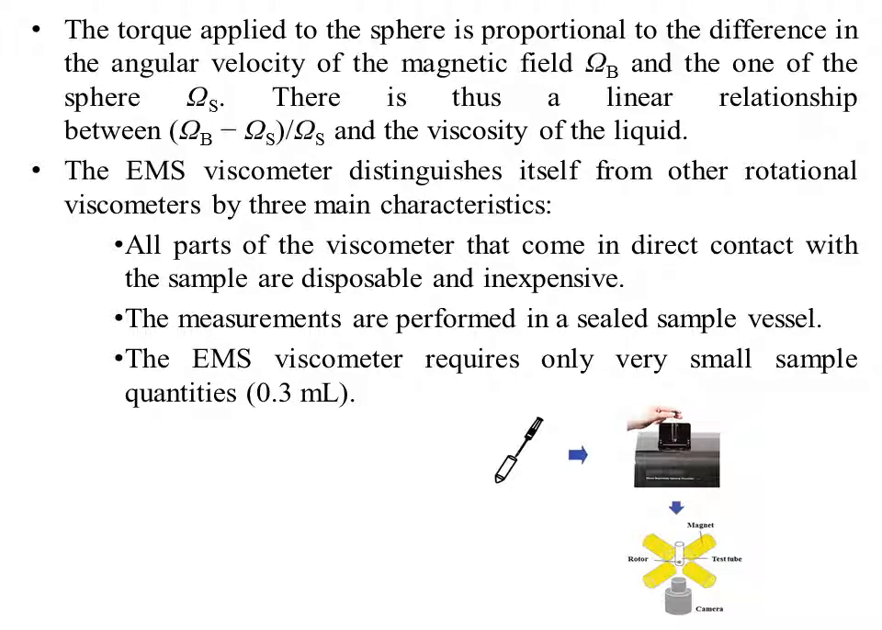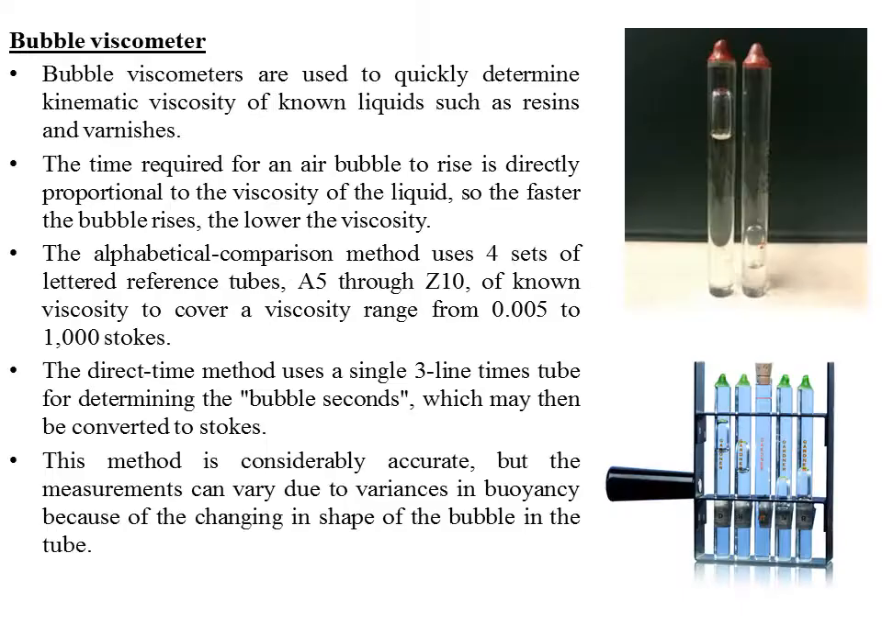The EMS viscometer distinguishes itself from other rotational viscometers by three main characteristics. All parts of the viscometer that come in direct contact with the sample are disposable and inexpensive. They can be easily bought. The measurements are performed in a sealed sample vessel. The EMS viscometer requires only very small sample quantities. So it can be easily used. It differentiates itself from other costly viscometers.